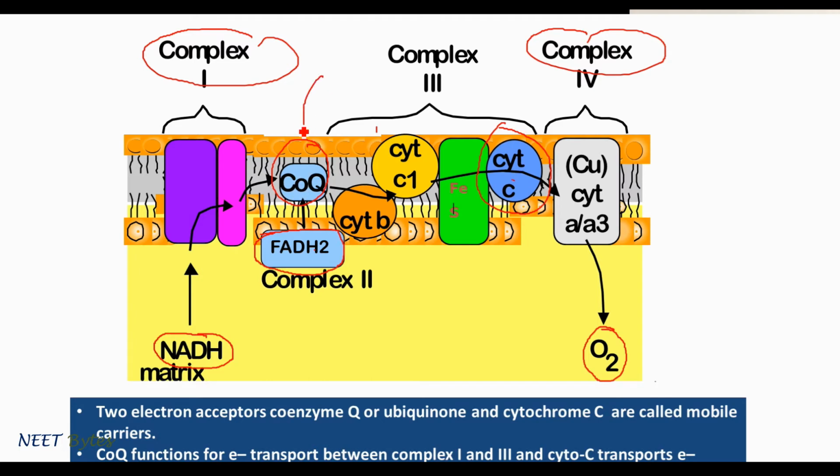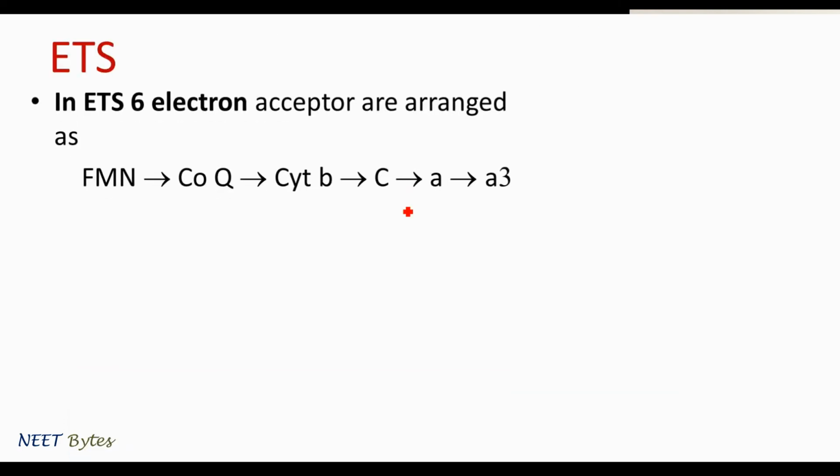Keep the position of coenzyme Q in your mind: it is present between complex 1 and 3, and cytochrome C is present between complex 3 and 4. Since they are mobile, they carry the electrons from cytochrome C1 finally to cytochrome A3. One more thing to keep in mind: cytochrome C is present at the upper layer of the membrane, not at the lower layer, right? Cytochrome B is always present at the lower layer. So the relative position of the molecules is equally important.